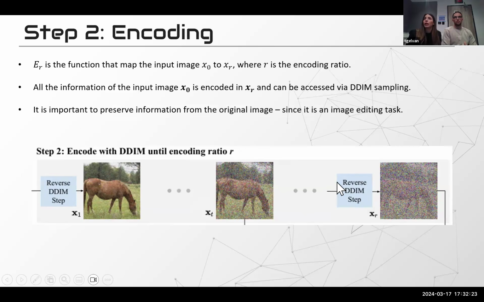What is beautiful in here, which is different than just injecting Gaussian noise, is that this reverse DDIM step preserves all the information from the input image. So it can be accessed later on the decoder via the DDIM sampling. Why is it important to us? Because we are in a task of image editing. So we would like to preserve this information from the original input image.